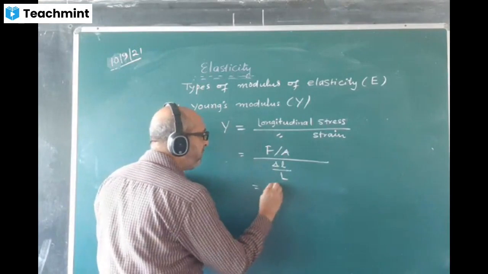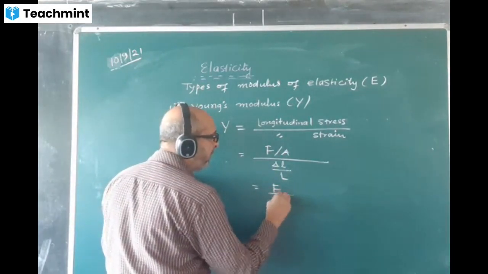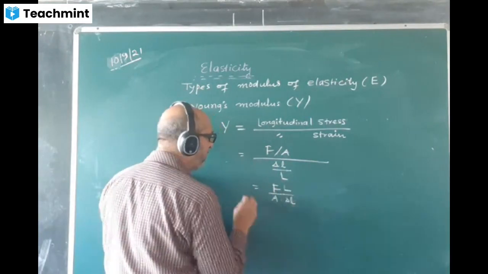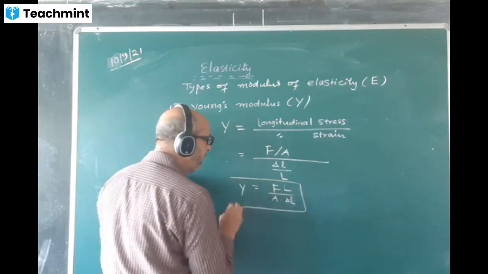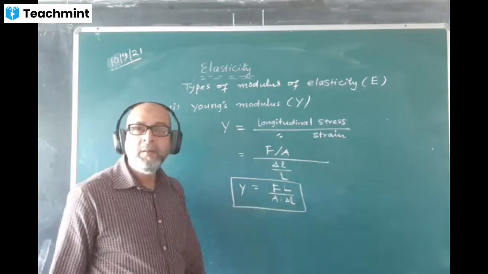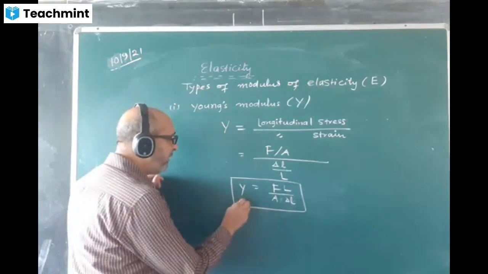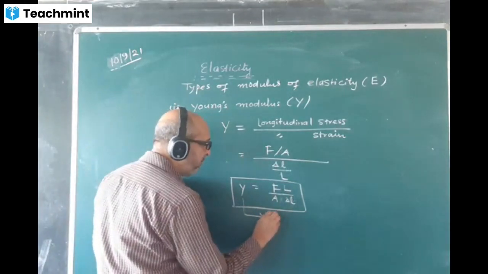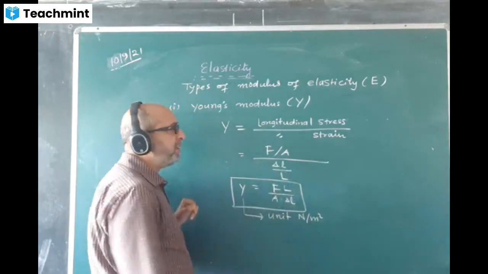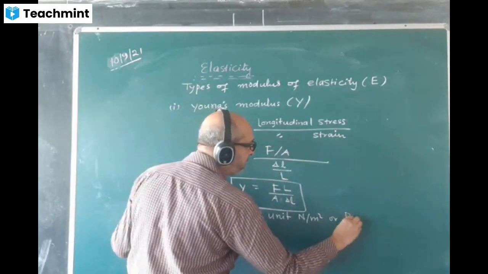Now, if you arrange it, it will become F by A, and this will be turned upside down into delta L, capital L will come up. This is the value of Y. Y value is coming FL by A delta L. What can be the unit of Y? Unit we can write Newton per meter square, because strain doesn't have a unit. So Newton per meter square, or we can write even Pascal for it.